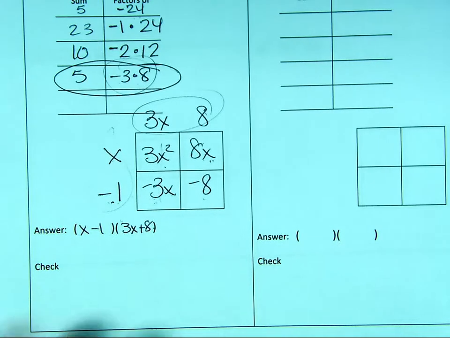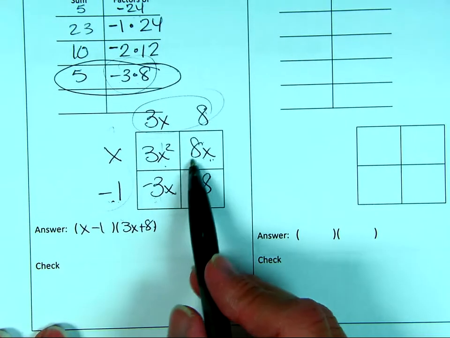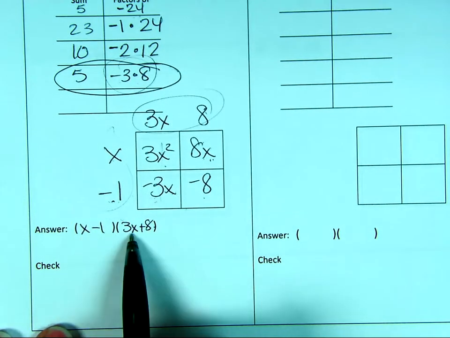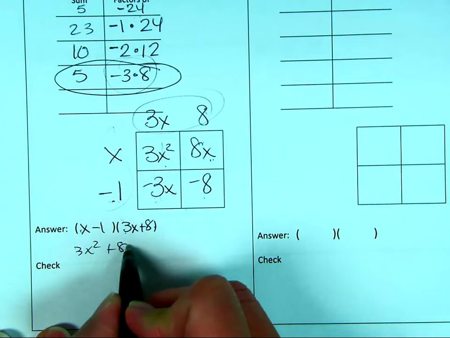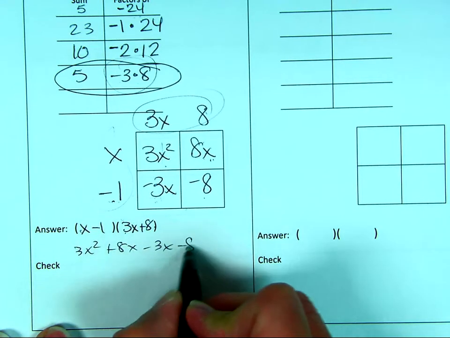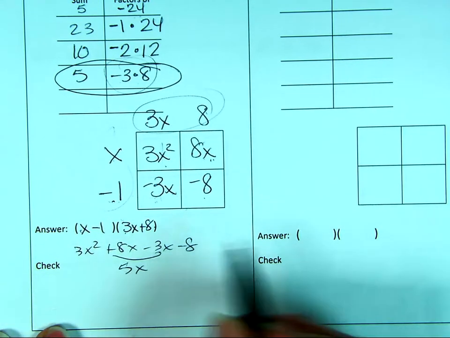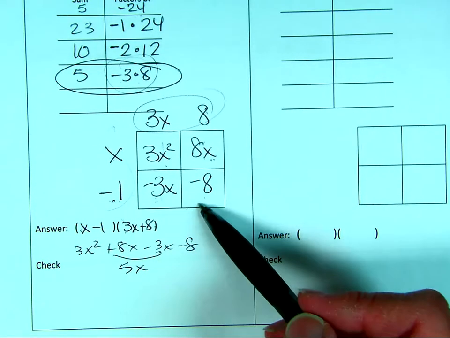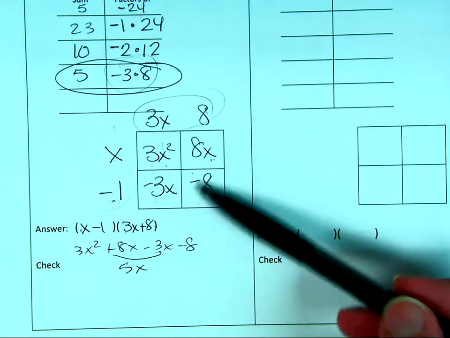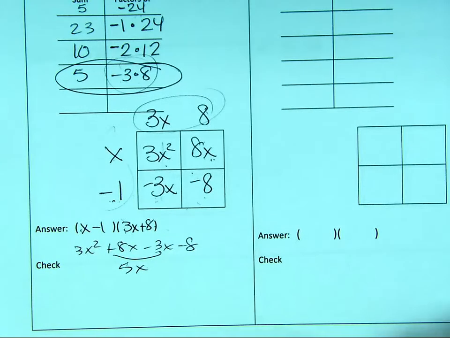Presto, and we're done. And we already checked. Now, if you didn't check in the box, you could always check using FOIL, right? We'd get 3x squared plus 8x minus 3x minus 8. And these two combine to get my 5x. So there's two different ways to check. If you're making the box already, you might as well just check in the box. If you're avoiding the box because you just can see it, then make sure you check using FOIL.